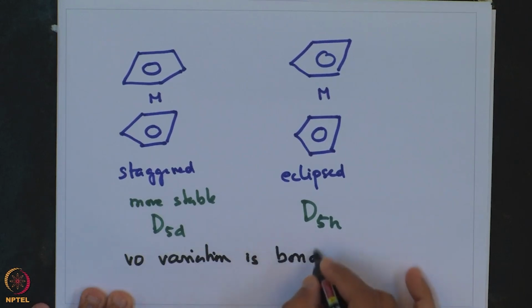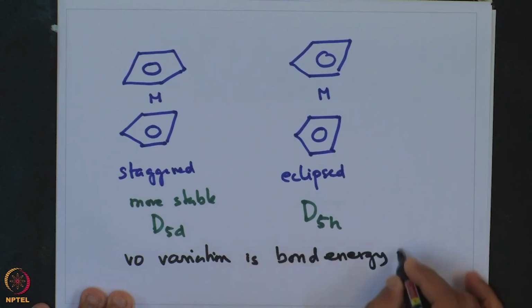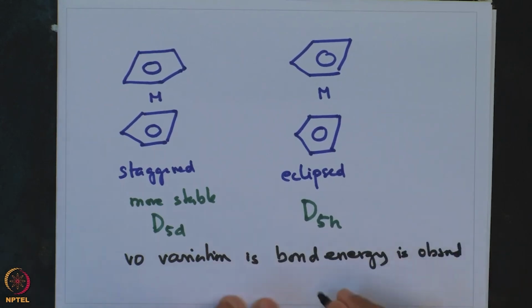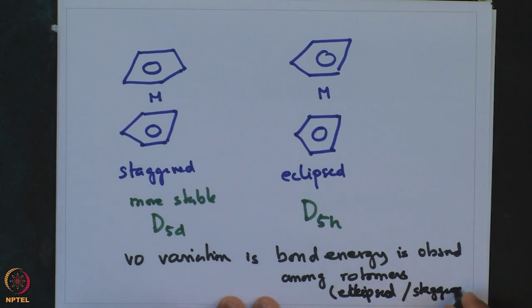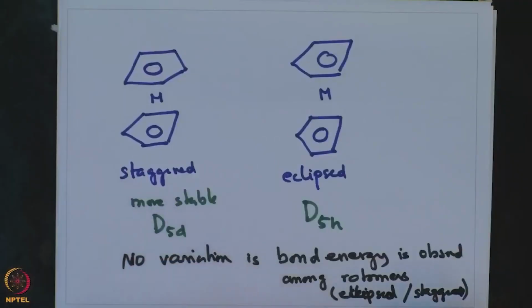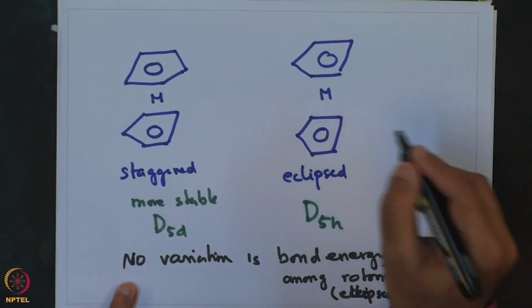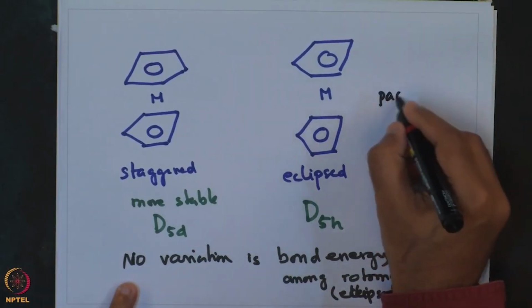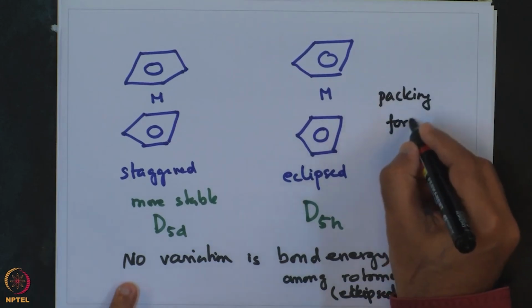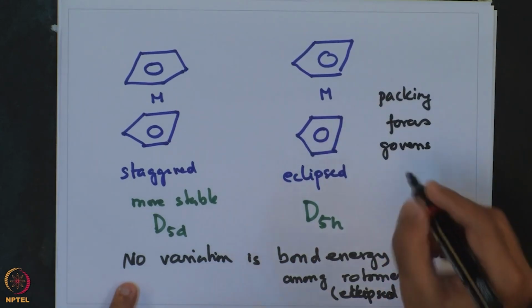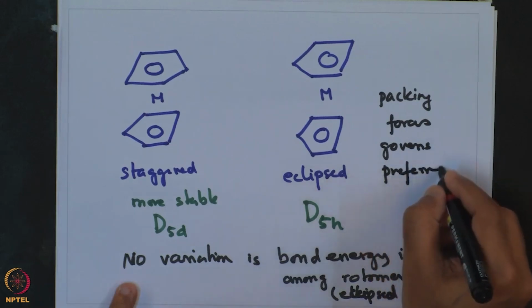No variation in bond energy is observed among rotamers, eclipsed or staggered. Okay. Now, also the second important point is packing forces govern preferred conformations.